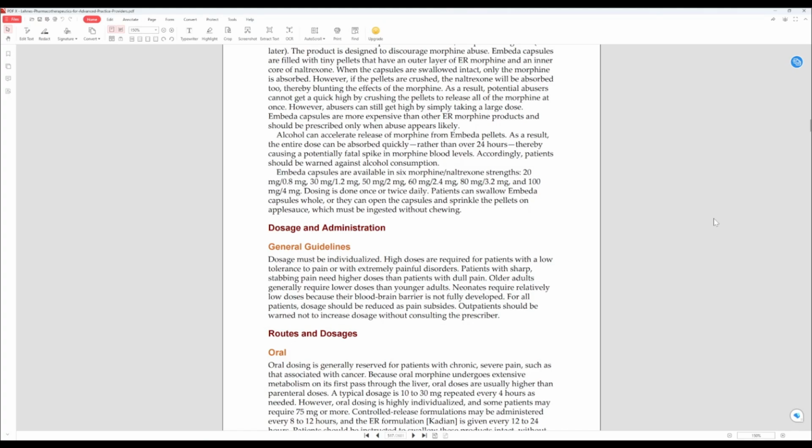These capsules are available in 6 morphine-naltrexone strengths. I'll let you hit pause so you can review them.